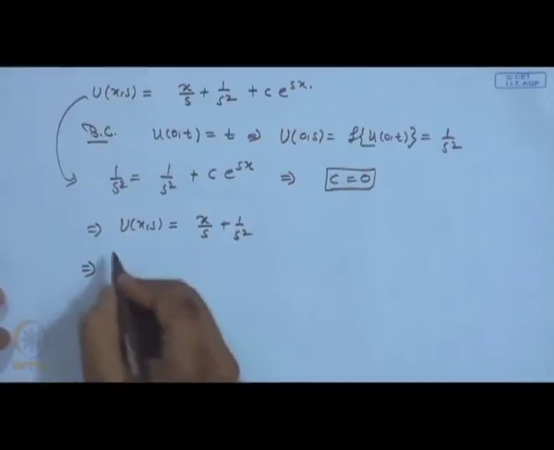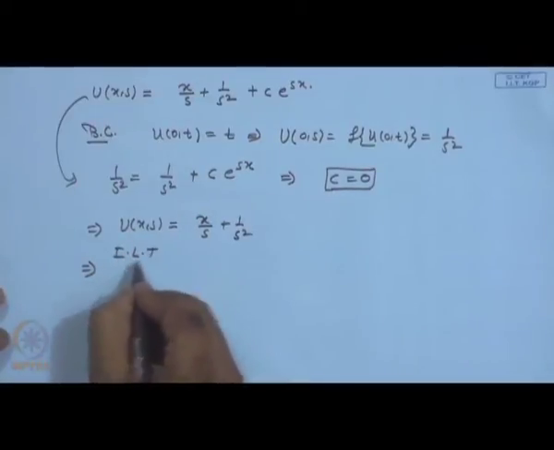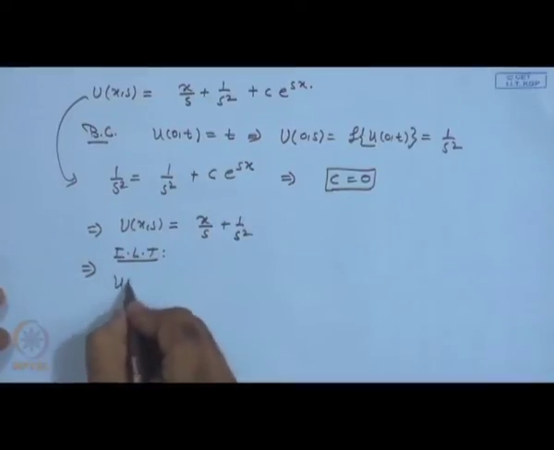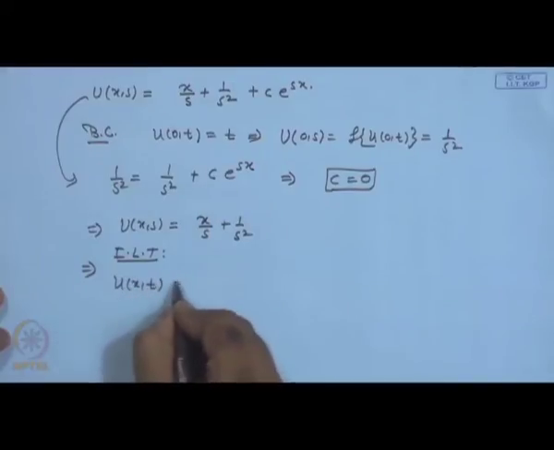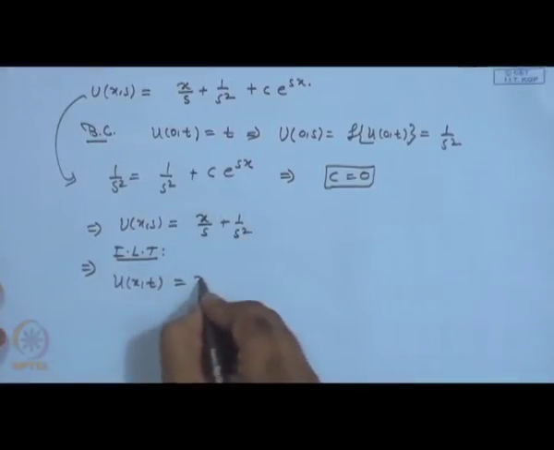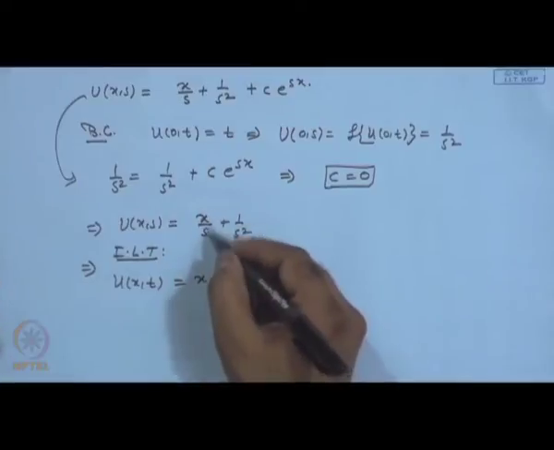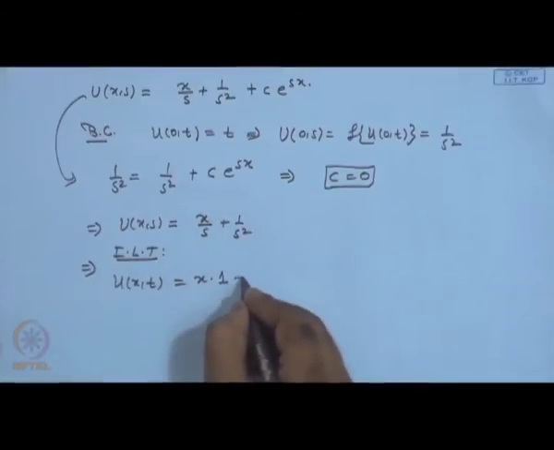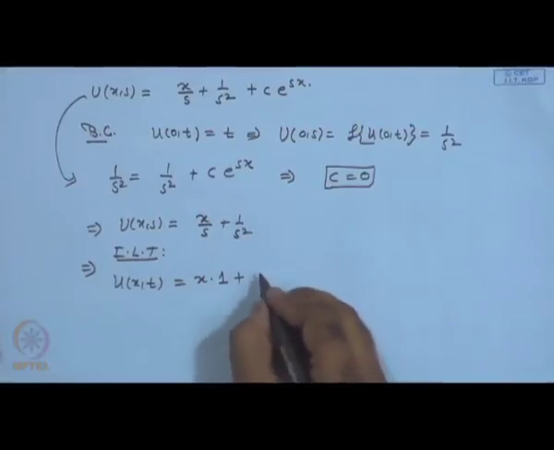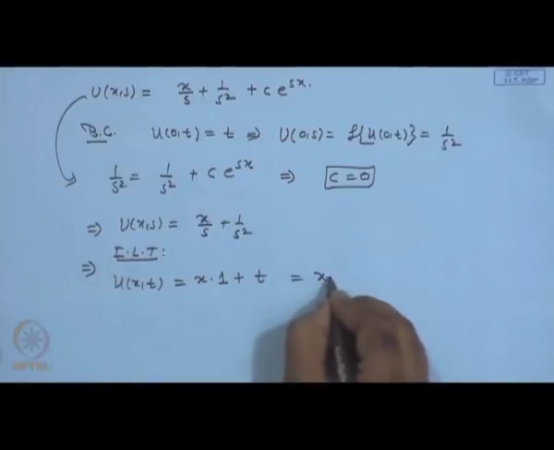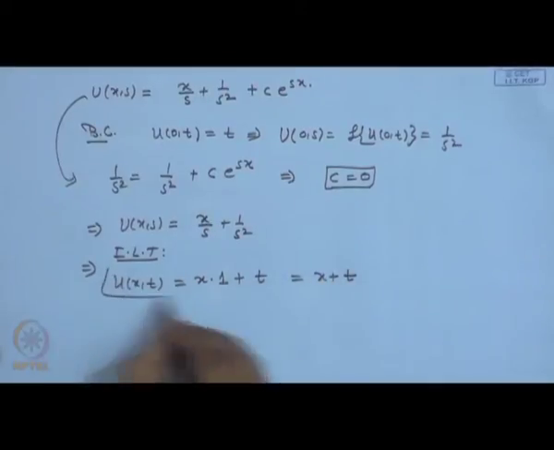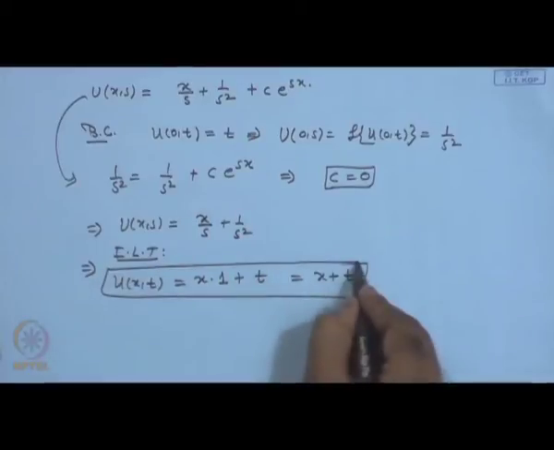And now, we take the inverse Laplace transform to get the solution. So, we have u(x,t), and this x, the Laplace inverse of 1 over s, that is 1, and the Laplace inverse of 1 over s squared, that is t. So, our solution is x plus t.